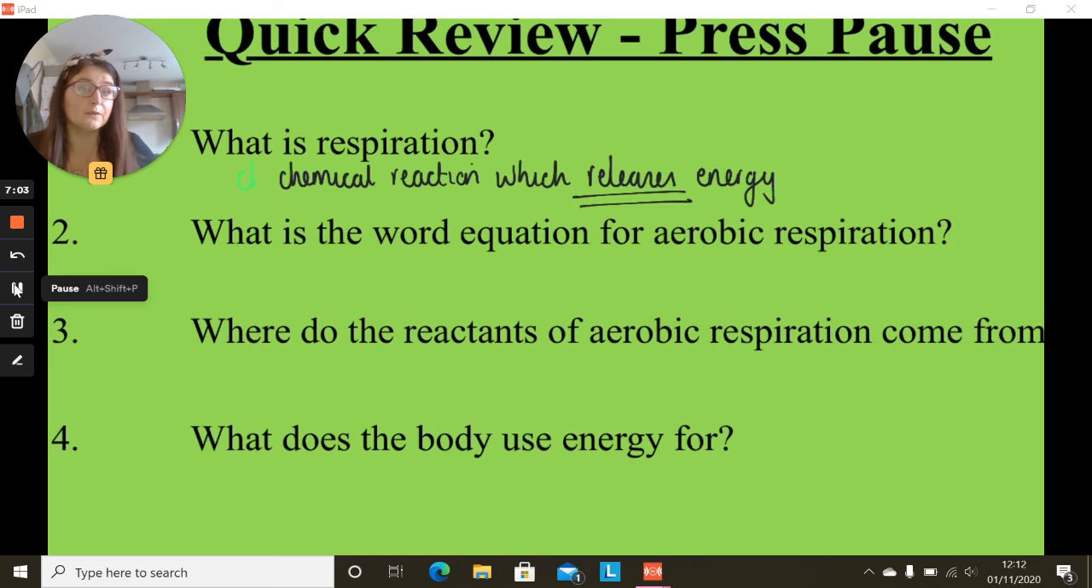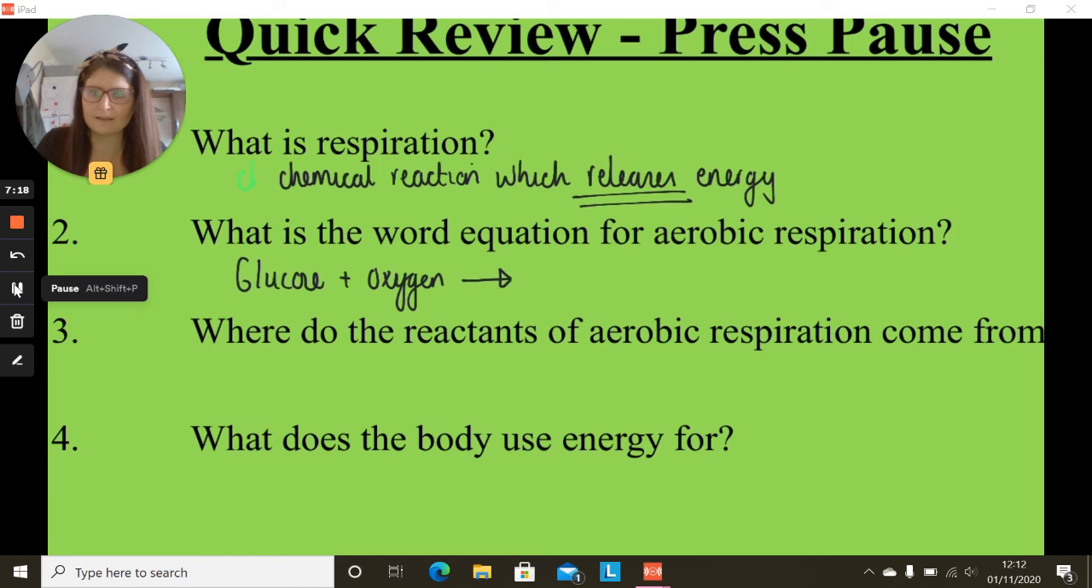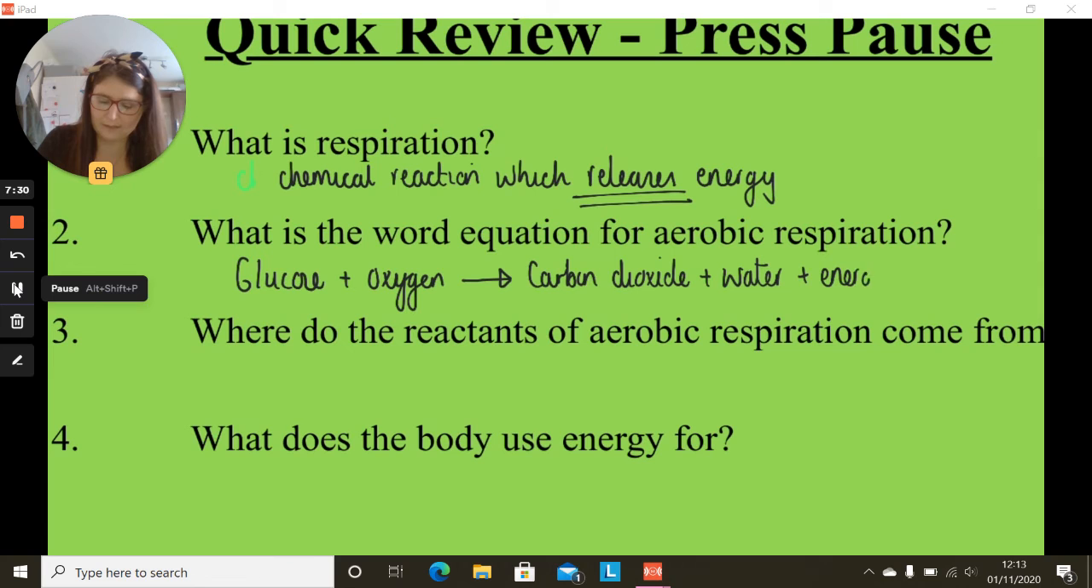Then we've got what is the word equation for aerobic respiration. So for respiration, we need glucose, and it's going to react with oxygen. As they react together, they combine and produce carbon dioxide with water. And they also produce and release that energy.